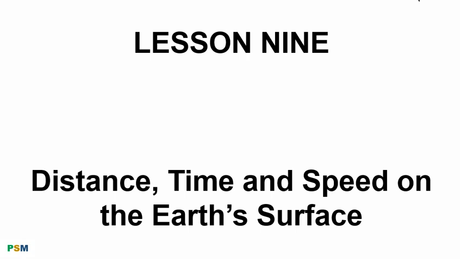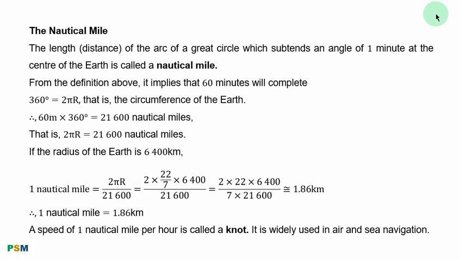Lesson 9: Distance, Time, and Speed on the Earth's surface. To begin this lesson, we shall discuss the nautical mile. The length, the distance of the arc of a great circle which subtends an angle of 1 minute at the center of the earth is called a nautical mile.